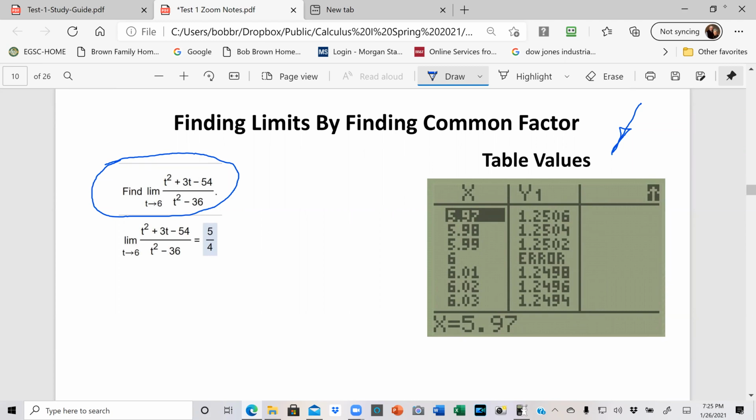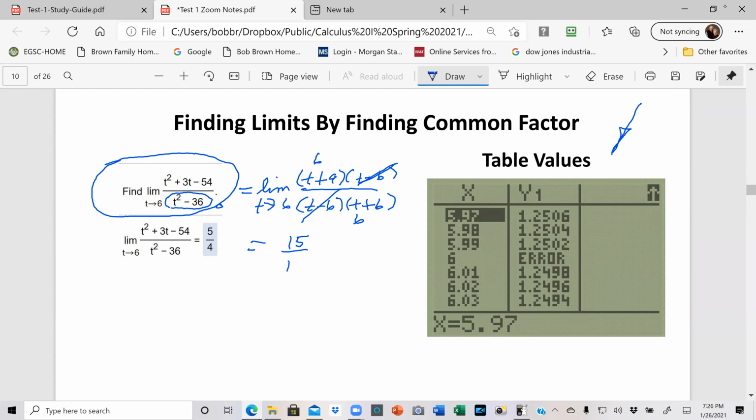Notice if you plug in 6, you'll get 0 in the numerator and the denominator. And you can't divide by 0, but the limit could still exist. And what you do is try to factor. Notice the denominator can be factored into t minus 6, t plus 6. And the numerator, t plus 9, t minus 6. And the nice thing that happens is you can cancel out the t minus 6, and now your divide by 0 problem has gone away. So now you plug in 6 and 6 and get 15 twelfths, which is equal to 5 fourths, which is also equal to 1.25.